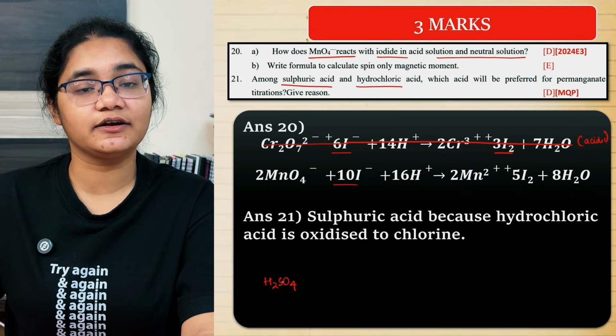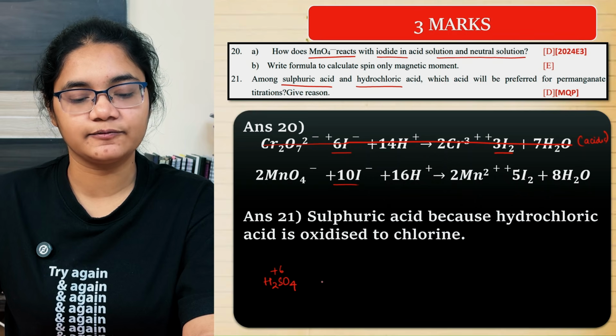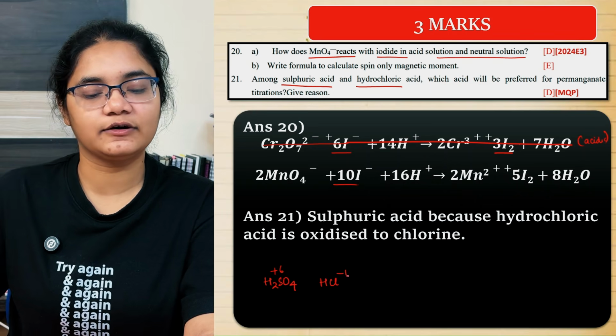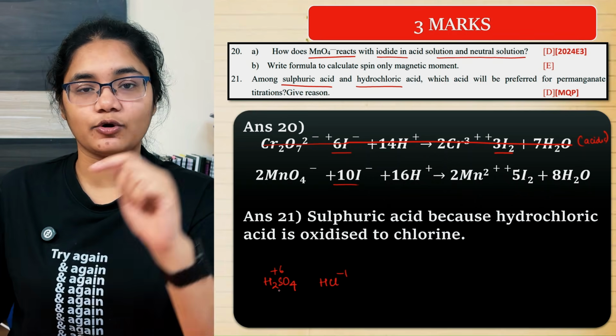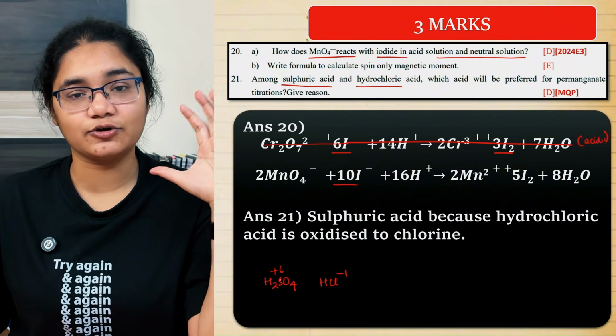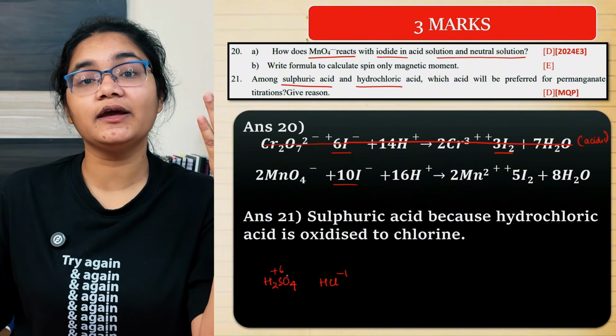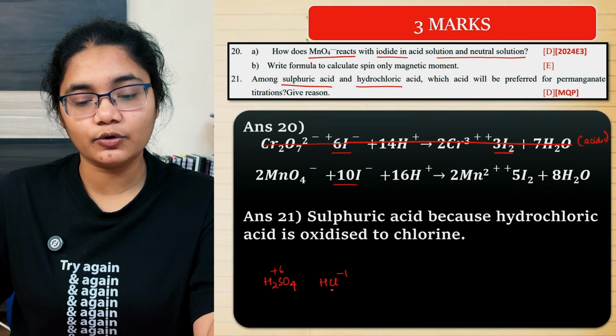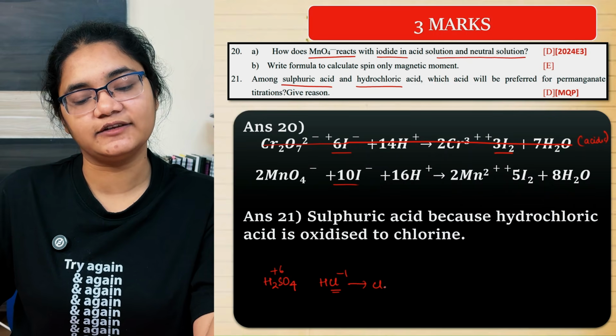What is the oxidation state of sulfur here? If you see, it is +6. And in hydrochloric acid, chlorine is -1. Now see, sulfur is already in +6 oxidation state, the highest oxidation state possible. It cannot be oxidized further. But chloride can easily be oxidized to Cl2.